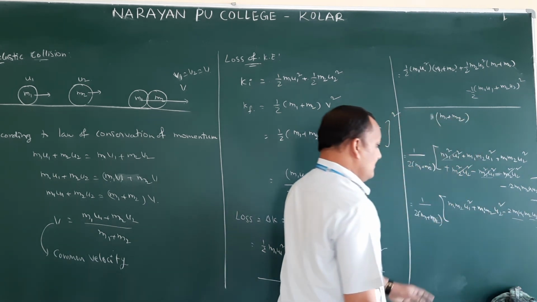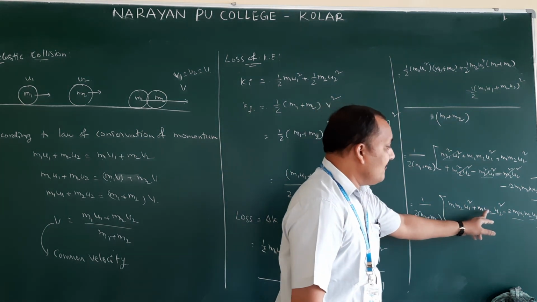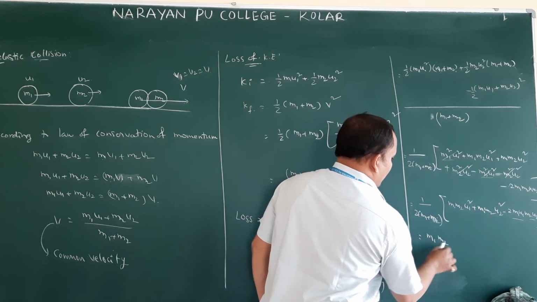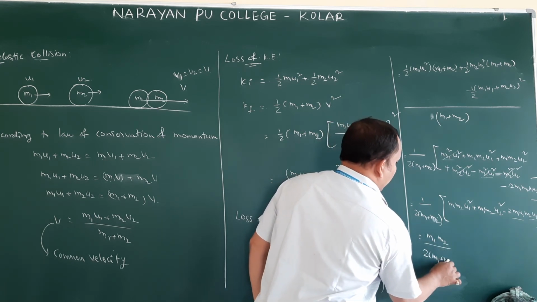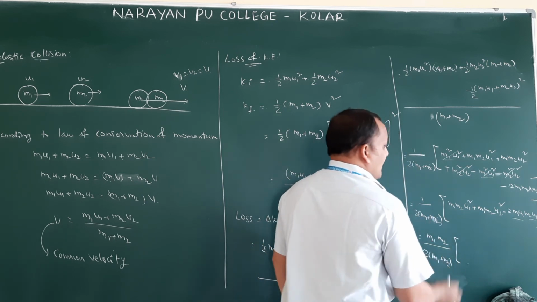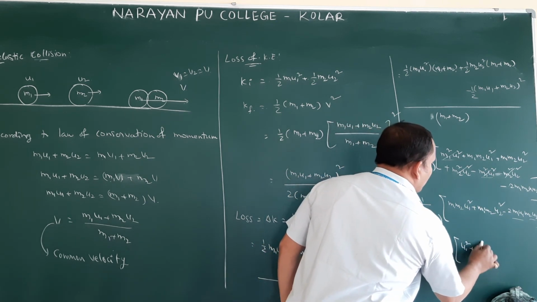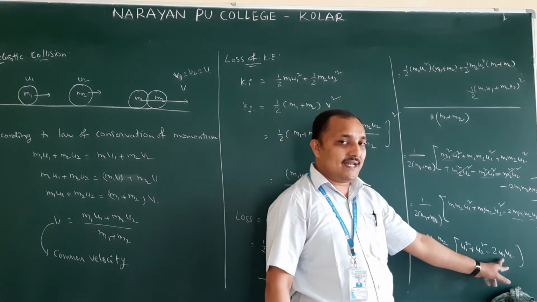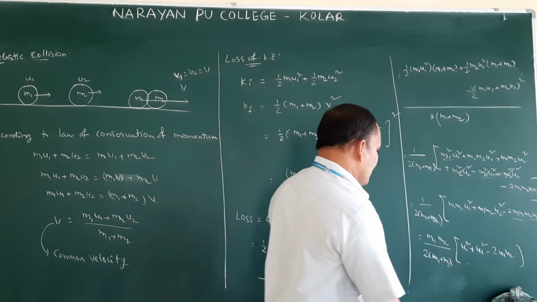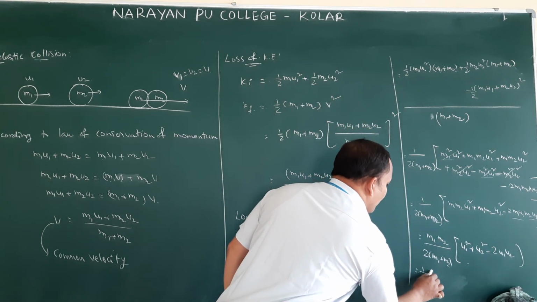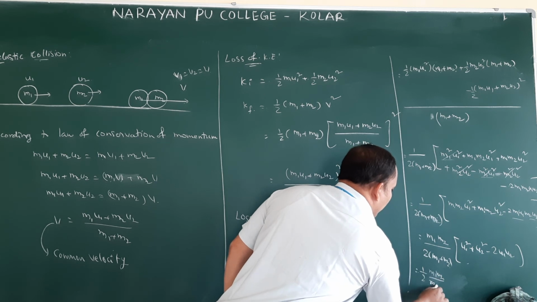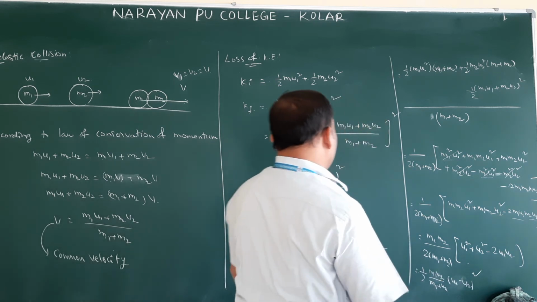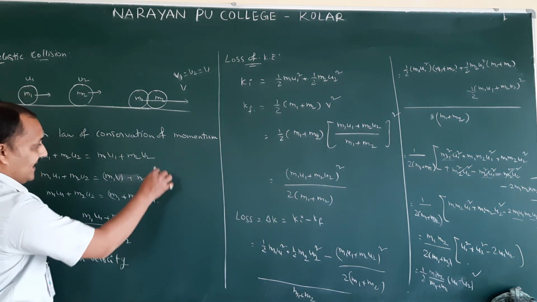Isn't it? So M1 M2, M1 M2, M1 M2 you can take common. So M1 M2 by 2 into (M1 plus M2) times (U1 square plus U2 square minus 2 U1 U2). Then what you will get? a square plus b square minus 2ab, then (a minus b) whole square. (a minus b) whole square means half M1 M2 by (M1 plus M2) times (U1 minus U2) whole square. So that is the loss of kinetic energy.